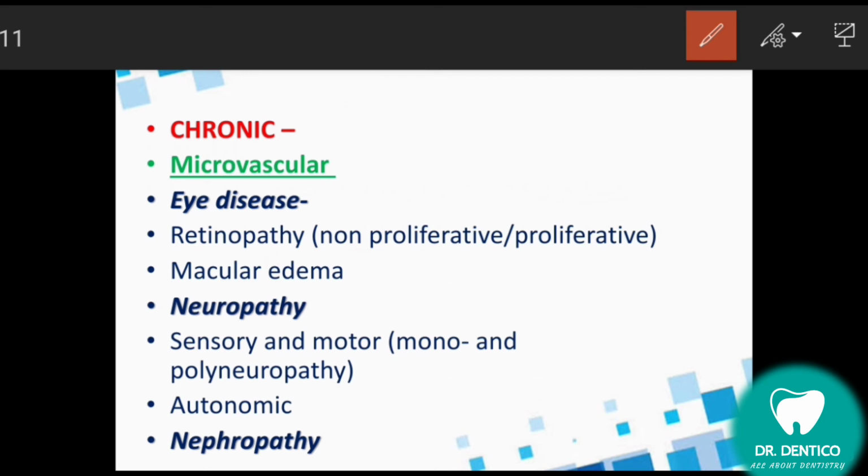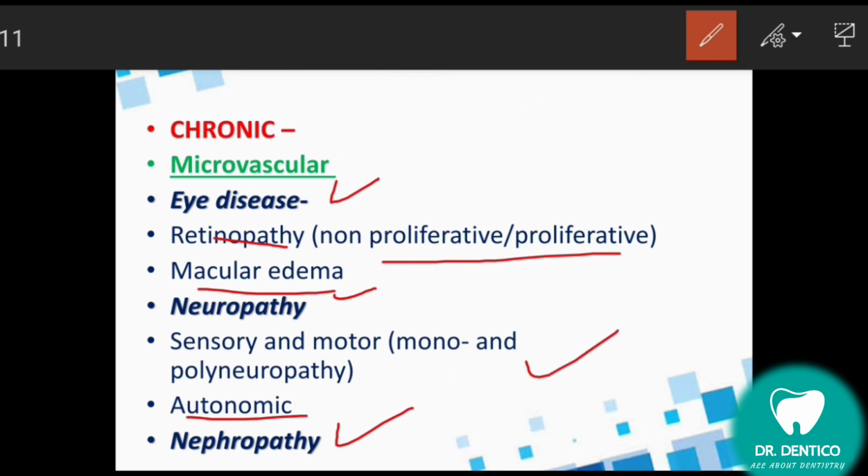The microvascular: first is eye disease, then neuropathy and nephropathy. In eye disease, first is retinopathy. It can be non-proliferative or proliferative. After that, the macular edema. Okay, the fluid मतलब फ्लूइड वहाँ जमा हो जाता है, ठीक है, मैक्यूला में, which is a part of the retina. After that the neuropathy, sensory and motor, which is mono and polyneuropathy. इट ऑकर्स मतलब नर्व डैमेज हो जाती है मेनली इन लेग एंड फीट. ओके, so it is a sign of diabetic foot also. Okay, then autonomic and the nephropathy.